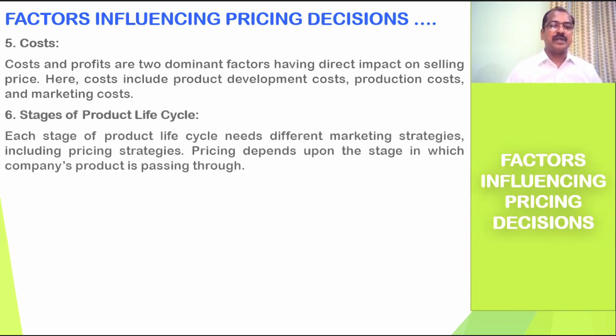The next point of influence is stages of product life cycle. Each stage of the product life cycle needs different marketing strategies, including pricing strategies. Pricing depends upon the stage through which the company's product is passing, whether the product is in the introductory stage, the growth stage, the maturity stage, or moving towards death in the declining stage. So I would say whether price is kept high or low, and whether allowances or discounts are allowed or not, depends on the stage of the product life cycle.